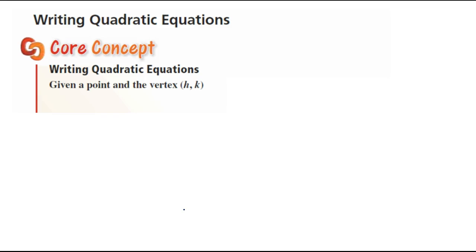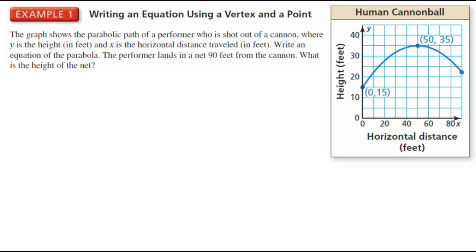If we have the vertex and a point, we're going to use, that's right, vertex form. Let's have a look. We've got a graph here, and this graph represents the parabolic path of a circus clown who gets shot out of a cannon and lands on a net. We want to find out how high that net is. We know that the highest point is 50 feet across and 35 feet high, because that's the x and that's the y. That is the vertex of this parabola. And then this over here is our one other point.